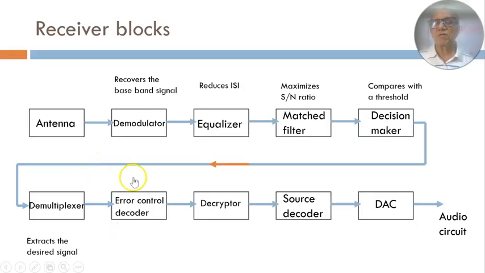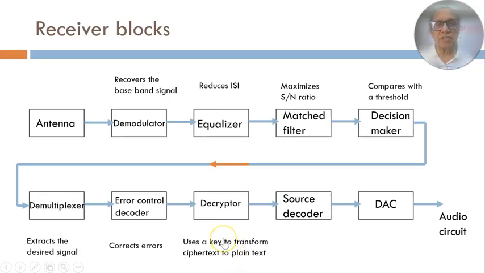Then error control coding was done at the transmitter, so you have to do the reverse operation here, error control decoder. So this will look at the input bits and perform an algorithm which will correct the errors which might have occurred because of the noise. Then you have a decryptor. This uses a key to transform ciphertext to plain text. Remember, encryption was done at the transmitter, so the corresponding inverse operation you must do at the receiver. And generally a key will be used to transform this ciphertext, that is the encrypted text, into plain text.